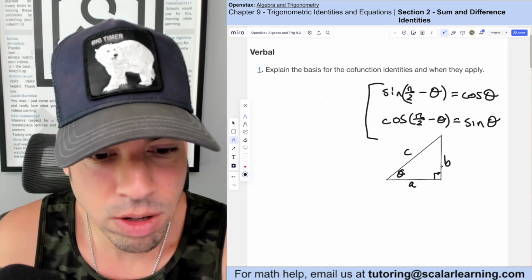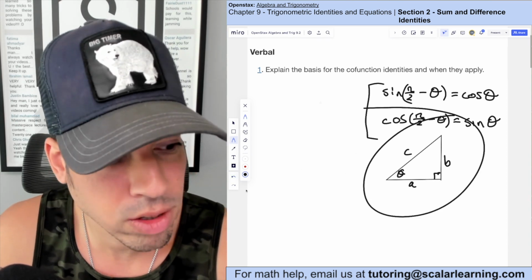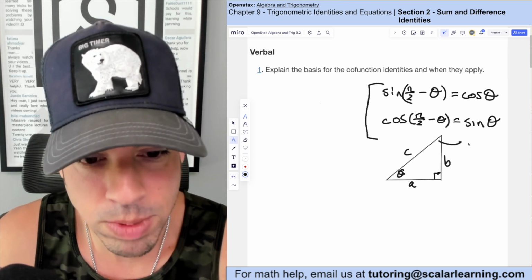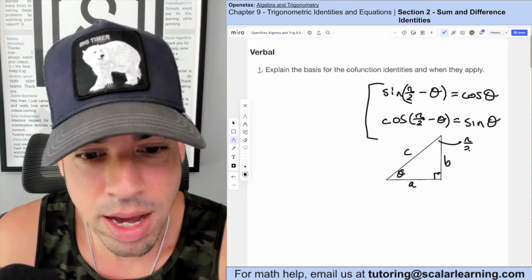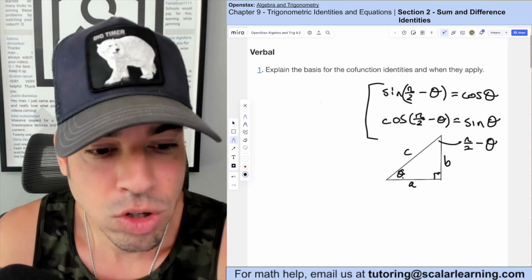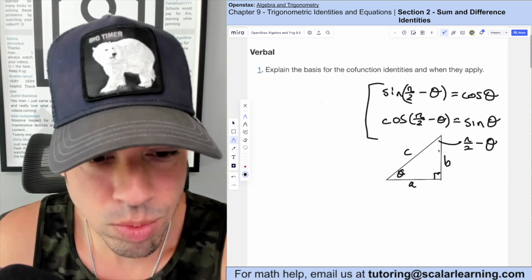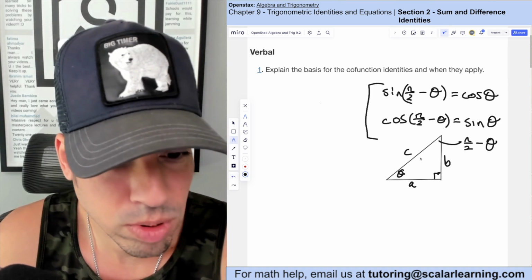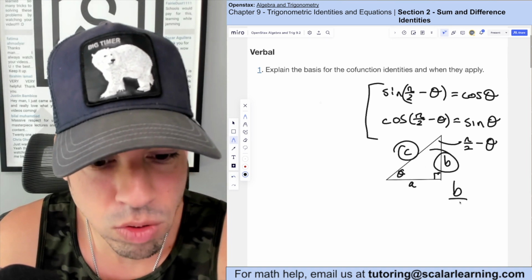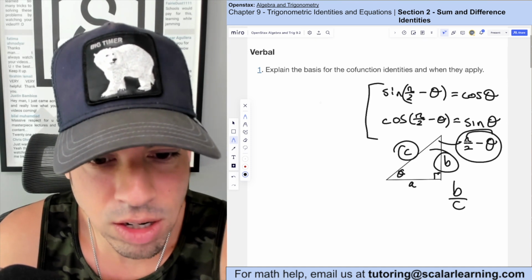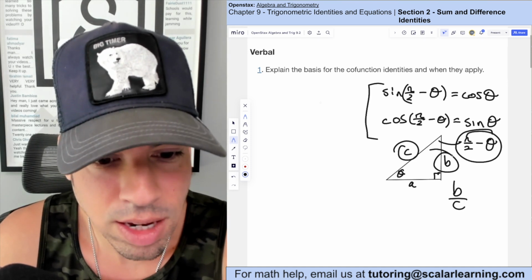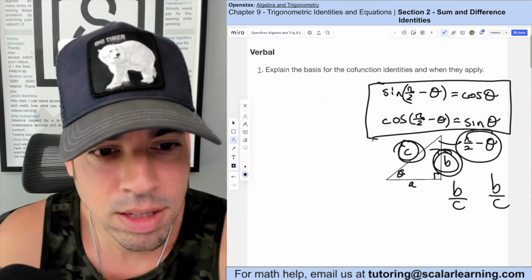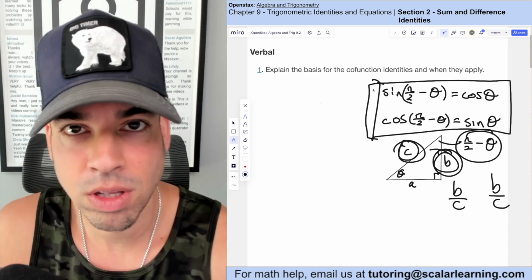Because if we look at a triangle, if I know that this is 90 degrees and all the angles add up to 180, this angle and this angle are therefore complementary, which means this angle must be pi halves minus theta. Okay, so these two together add up to 90 degrees or pi halves radians. Now, if we look at what is sine of theta in this example, it's opposite over hypotenuse, b over c. What is cosine of this angle, pi halves minus theta? It is adjacent over hypotenuse, also b over c. That is why these exist. That is the basis for the cofunction identities.